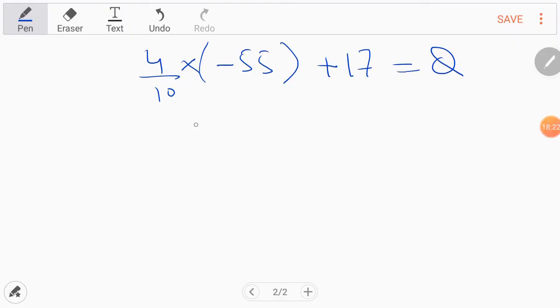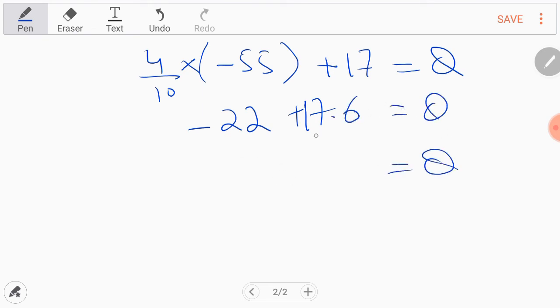yes, now it becomes minus 22. 4 upon 10 multiplied by 55 is minus 22 plus 17.6. So we get the heat transfer in negative: minus 22 plus 17.6. The answer is 4.4 kilojoules. So it's a negative 4.4 kilojoules.